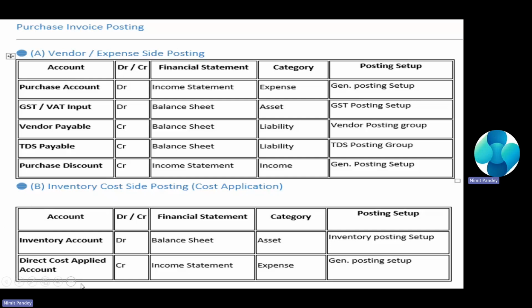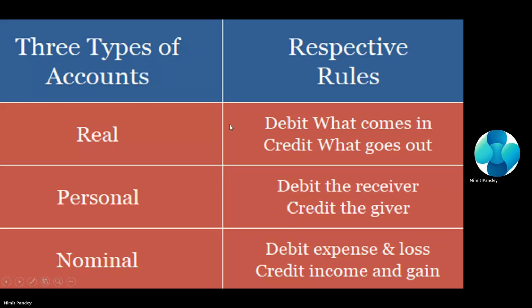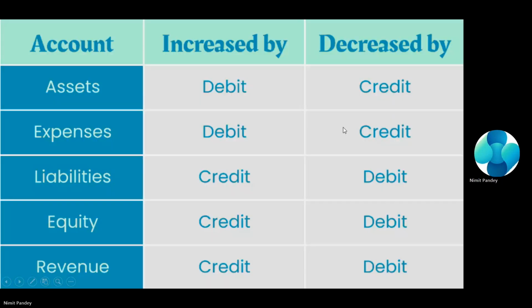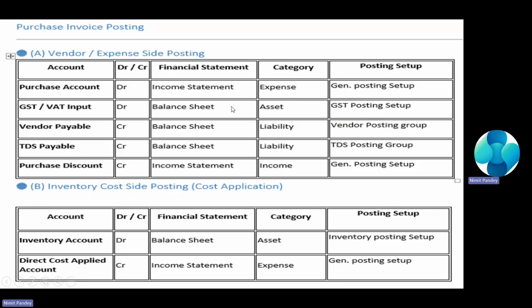Same in inventory. Whenever we purchase inventory, inventory increases and it's an asset part. So whenever an asset increases, it's debit. Okay, and another way, what comes? Debit. So inventory comes when we purchase, so it's debited.